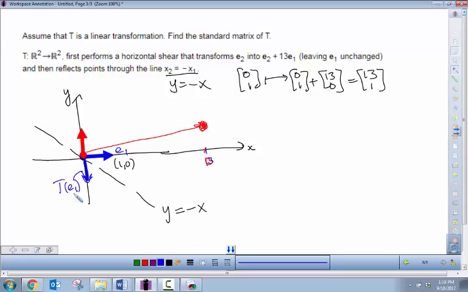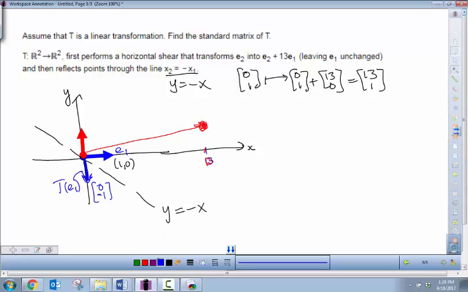What's this point? The 0, negative 1. That takes care of both transformations, because the first part left it alone and then the reflection made it into 0, negative 1. So that's exactly going to be the first column of my matrix transformation.